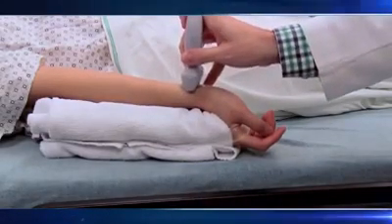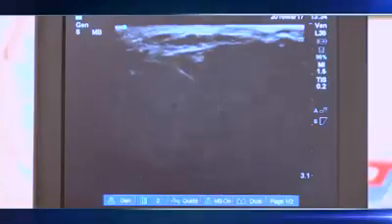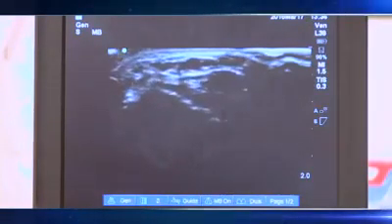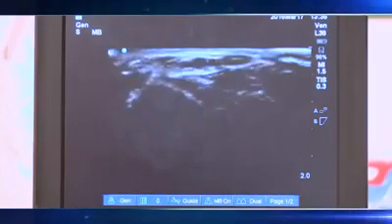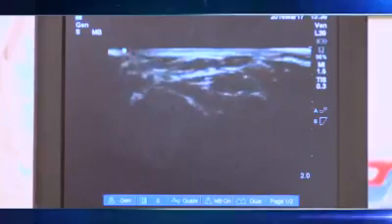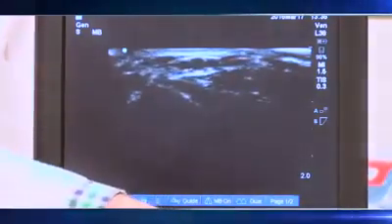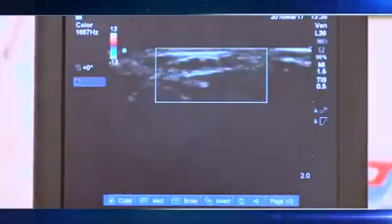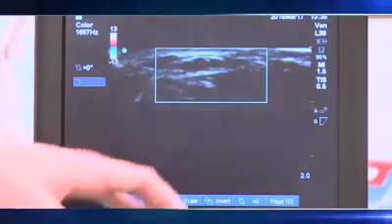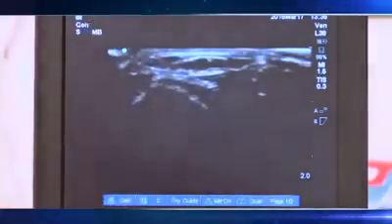Choose the linear probe for vascular access. Adjust the depth to magnify the vein, and adjust the gain to accentuate the vessels. The artery will be pulsatile and less compressible than the adjacent vein. Color flow can be used to distinguish the artery from the vein. Blue is blood flowing away from the probe, and red is blood flowing towards the probe. This can be remembered with the acronym BART, blue away, red towards.